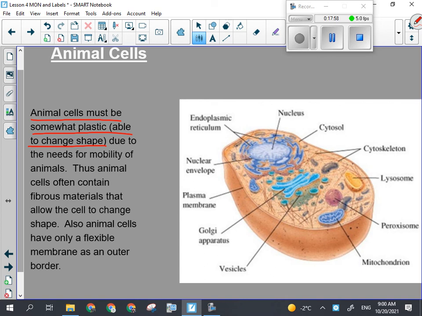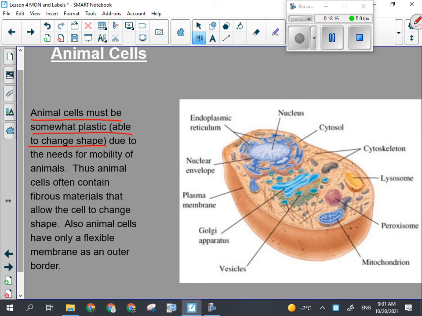So they have to have an internal cytoskeleton. That's these kind of fibrous things that go through the cell and attach to different sides of it and keep it from stretching too far and ripping. And that's due to needs for mobility. So animal cells often contain those fibrous materials that allow them to change shape.